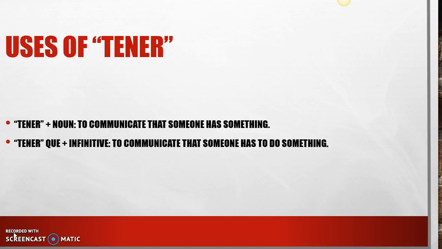Another use of the verb tener is to express obligation by saying what someone has to do. In order to express obligation, you will use a form of the verb tener plus que followed by an infinitive. If you do not use que between your form of tener and the infinitive, you are not expressing obligation and your sentence will not make sense.